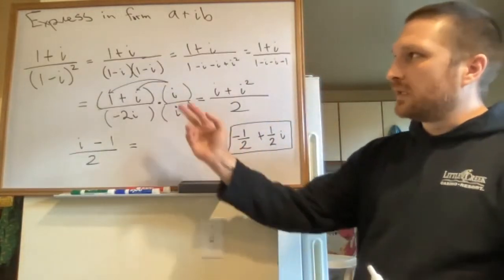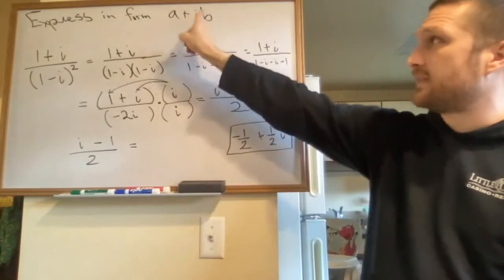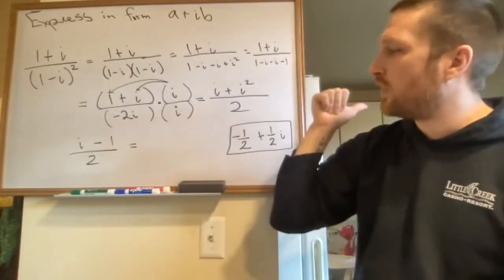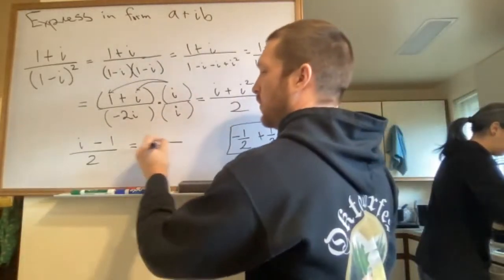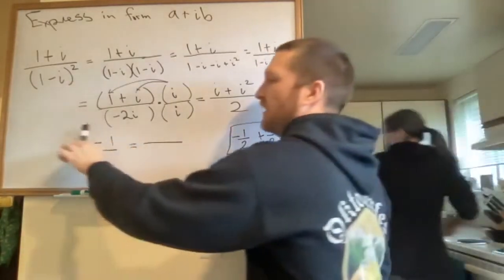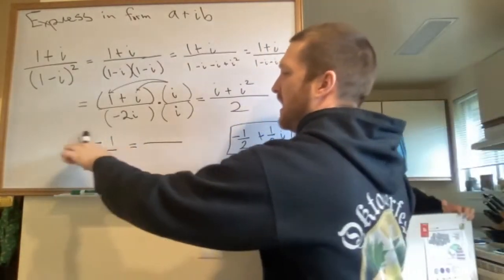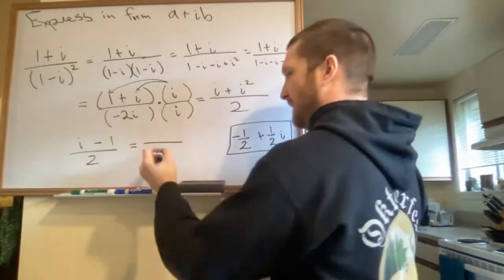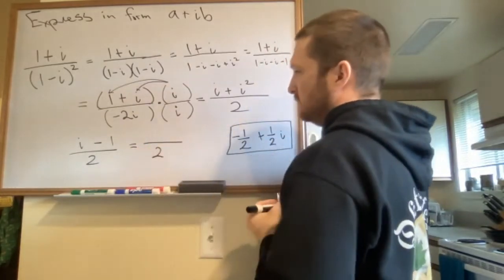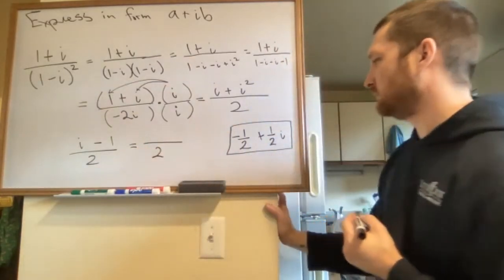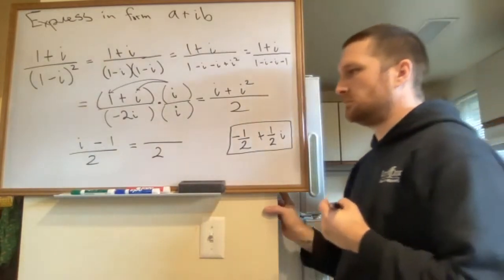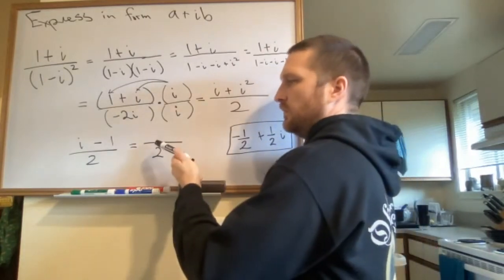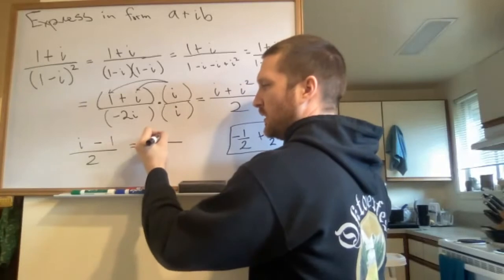Now it's telling us to express it in this form. So let's get the reals on the left and the imaginaries on the right. And so that gives us what? Just in the numerator here, how do we write that? Yeah, well, it's negative 1 plus i.